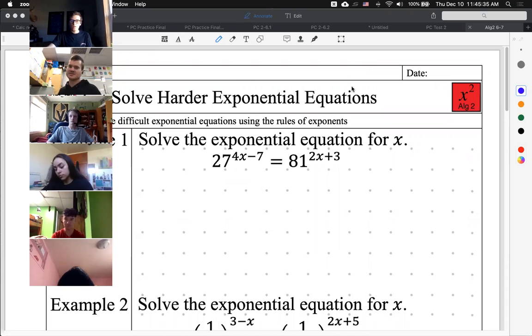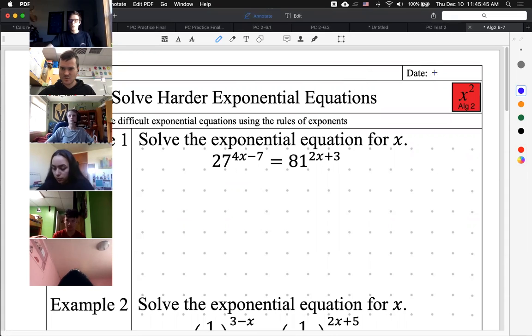Yeah, 6-7, solving harder exponential equations. Today's date is Thursday, December 10th, 12/10, 2020. Our objective today, rapid fire, is to solve difficult exponential equations using the rules of exponents.